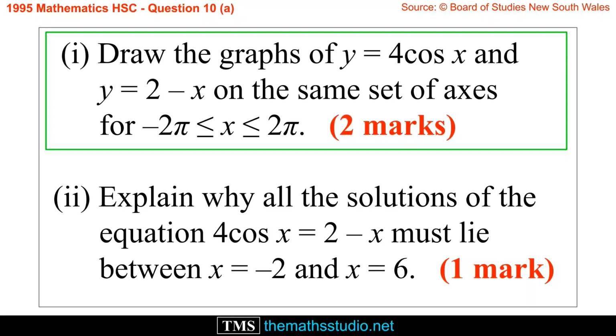Question 10, Part A, Part 1. Draw the graphs of y equals 4 cos x and y equals 2 minus x on the same set of axes for x greater than or equal to negative 2 pi and less than or equal to 2 pi.